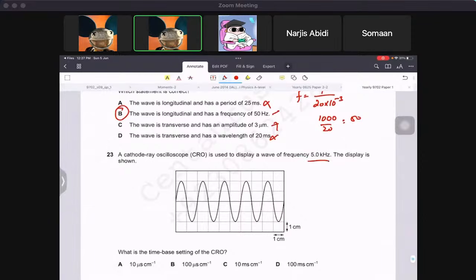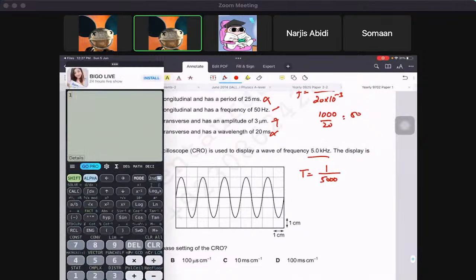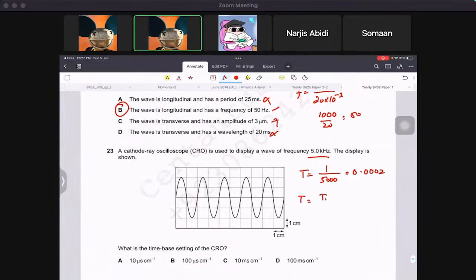Now, a cathode ray oscilloscope has frequency 5 kilohertz. What is the time base? So first of all, you find the time period. So it is 5000. So 1 upon 5000 is 0.0002. Fine. Now time period is equal to time base times the length of signal. Okay, so the length of signal here is 2 centimeters. So 0.0002 equals time base times 2. So it should be 0.0001 seconds per centimeter. Now we need to check which one is correct.